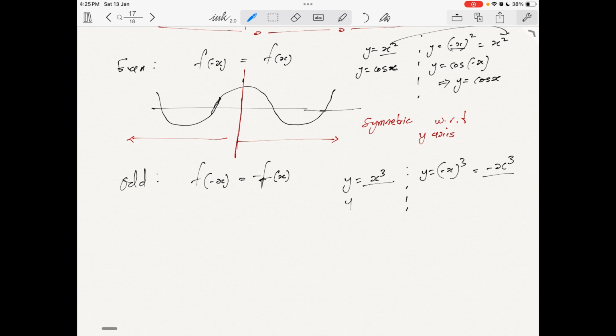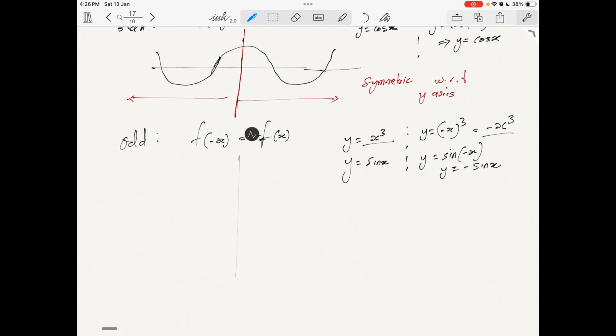The same thing happens for y is equal to sine x. Changing x to minus x, y is equal to sine minus x. And according to trigonometry, y is equal to minus sine x. Now, if we sketch the graph of sine x, something like this.